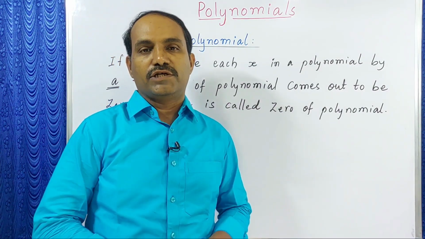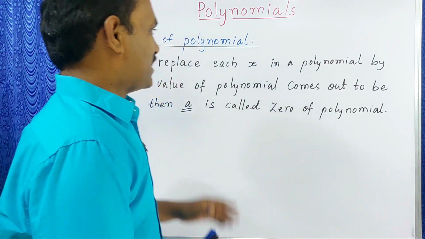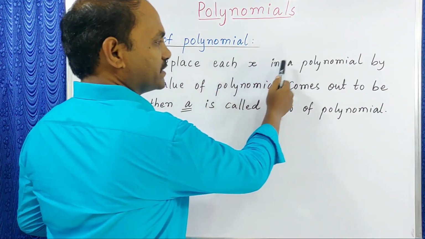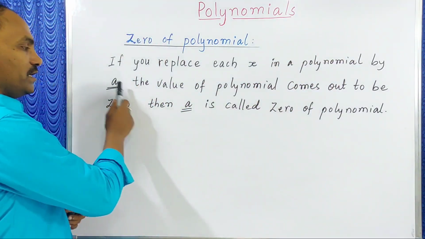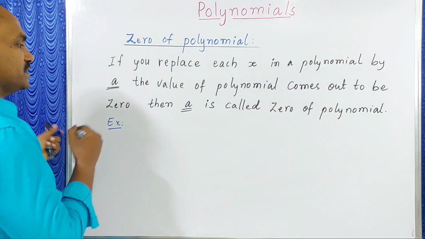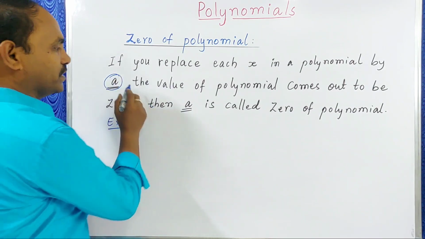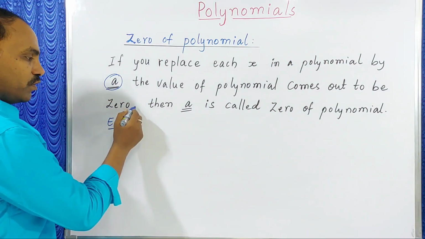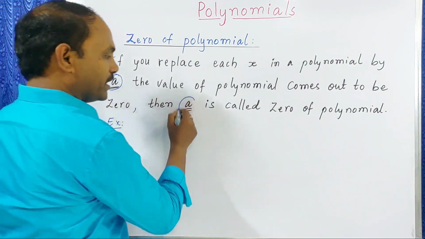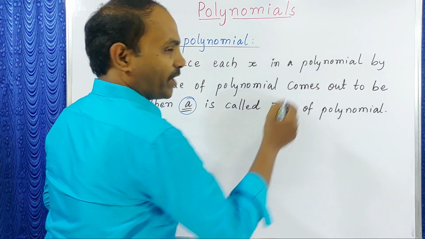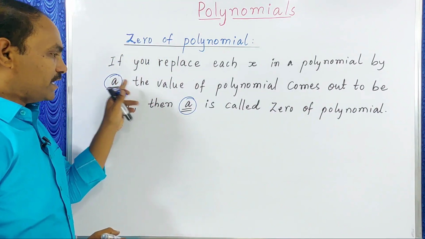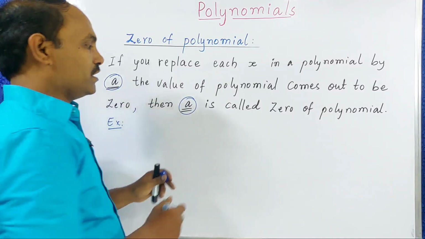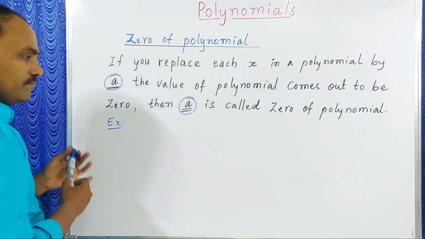Next one is the zero of a polynomial. What is the zero of a polynomial? If you replace each x in a polynomial by a, where a is a constant value, and the value of the polynomial comes out to be 0, then a is called a zero of the polynomial. Here a indicates a real number. Okay, real number. Now let us check one example.